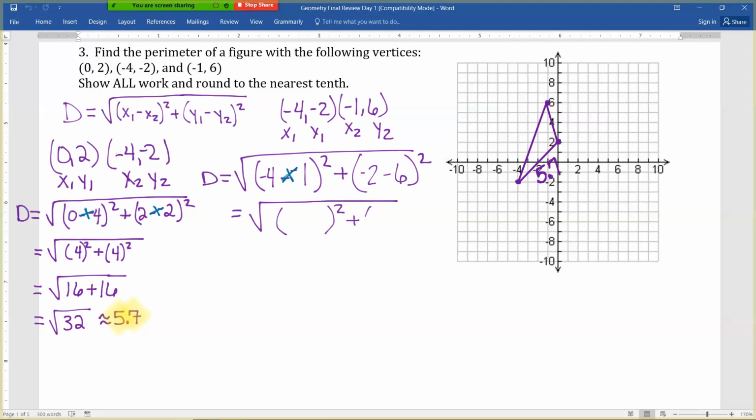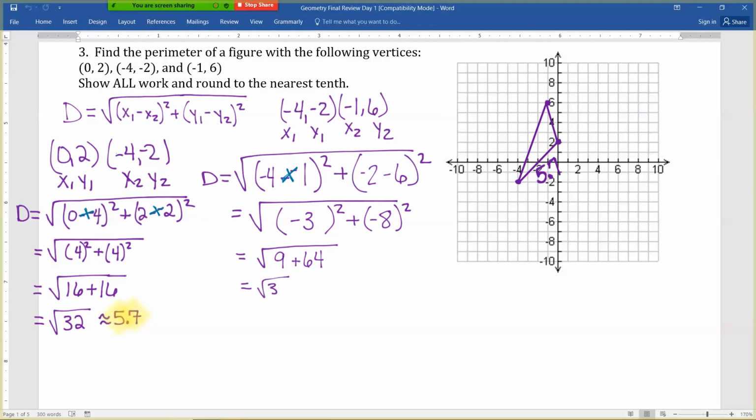Simplify inside your parentheses. So -4 plus 1 is -3. -2 minus 6 is -8. Square both terms. -3 squared means -3 times -3, which is +9. And -8 squared is -8 times -8, which is +64. Combine like terms, 9 plus 64 is 73.